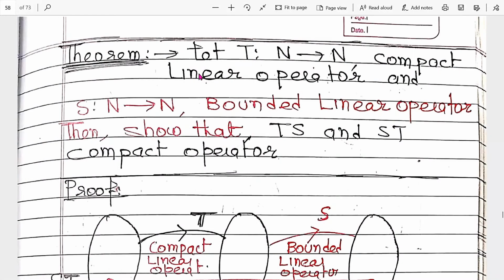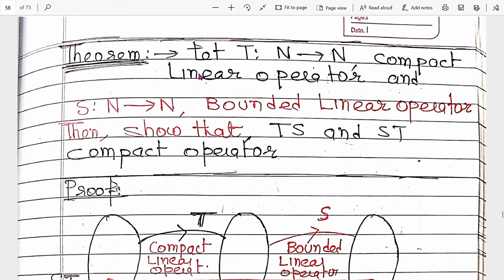Now, in the previous lecture, we discussed that the spectrum of a compact linear operator is countable, and 0 is the only limit point of sigma of T. Sigma of T is the spectrum of the compact linear operator.